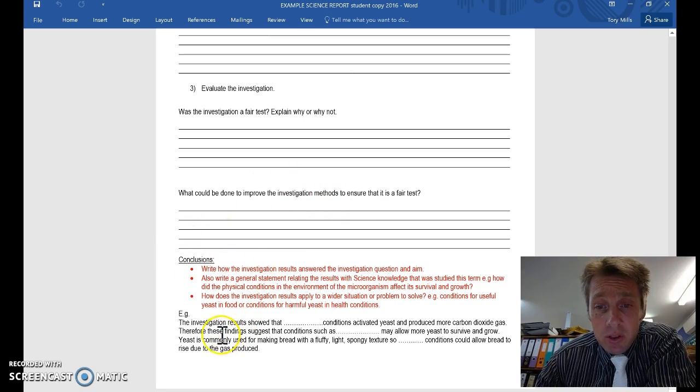Finally, then you've got a conclusion. You can see the conclusion's only short. Look, 4 lines for this one. This one's about the yeast experiment, but basically compare your results, the basic trend, to your aim and your hypothesis, and just tell me overall what you found. So you can use this format here.